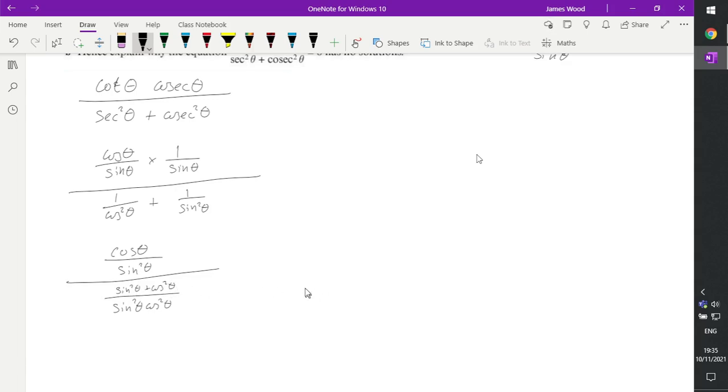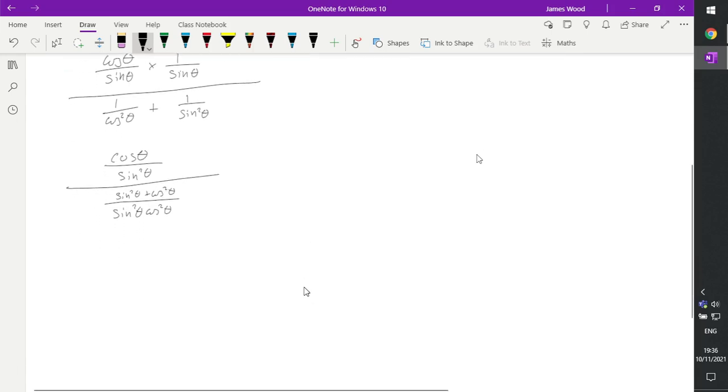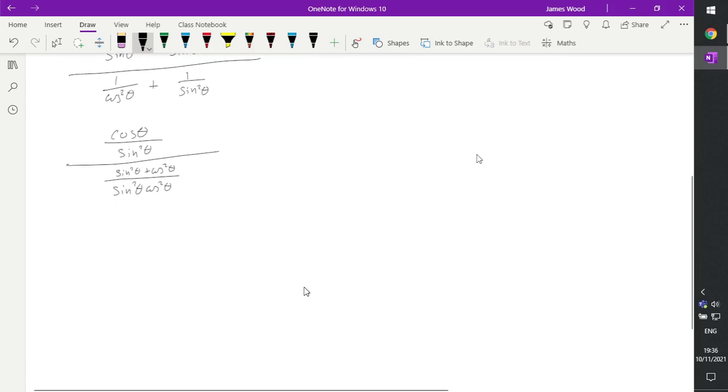Now, if I keep going from there, it doesn't matter that I've got a fraction on top of a fraction. We can sort this out. The top I will leave as it is, so it's cos theta over sine squared theta. Over sine squared plus cos squared, hopefully you recognise that as 1. That was one of our identities. So we've got 1 over sine squared theta, cos squared theta.